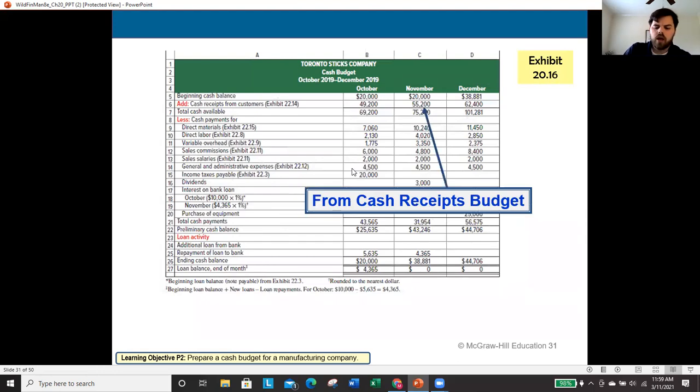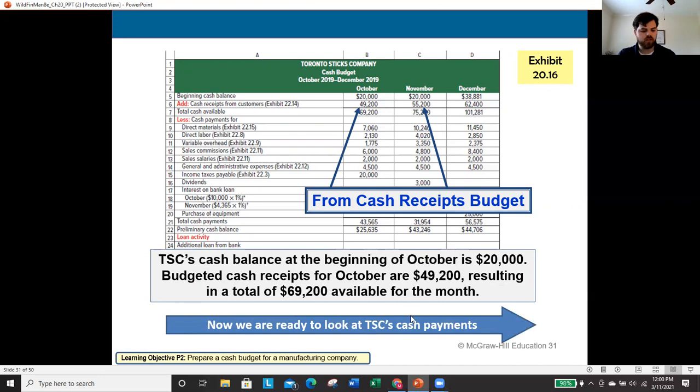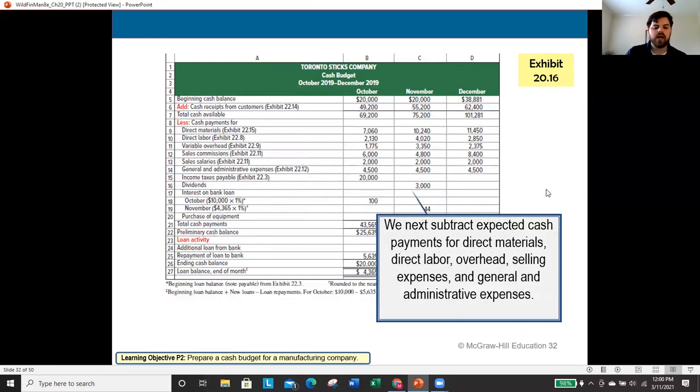So this is what my cash budget will look like. So we see then this $55,200, the $49,200, all these numbers, of course, coming from that cash receipts budget. Now, my beginning cash balance was the $20,000 that we saw before, and they had the $49,200 in cash expected, giving us that total of $69,200 in cash available for the month of October. So the next section we need to look at then is my cash payments.